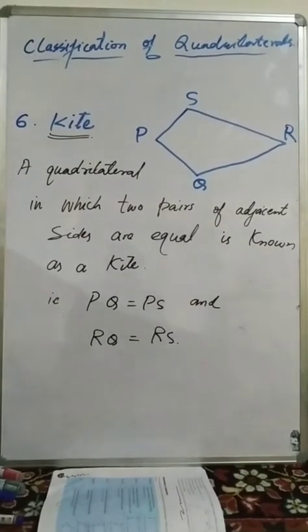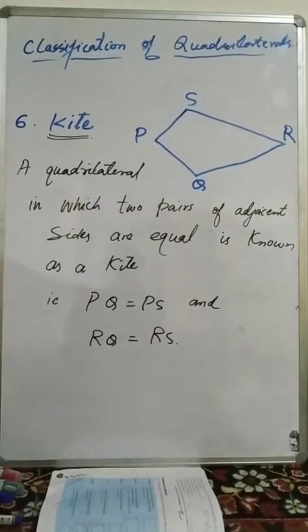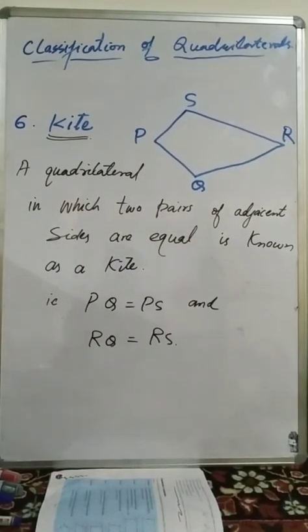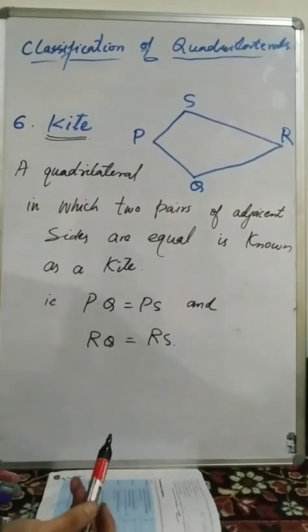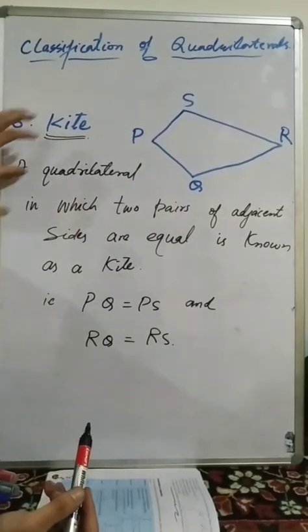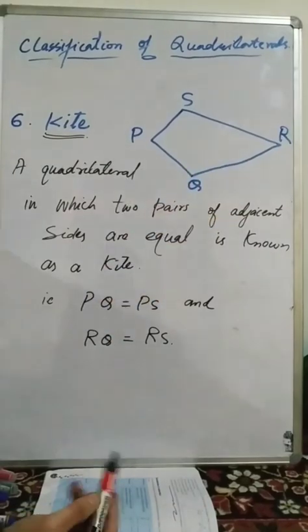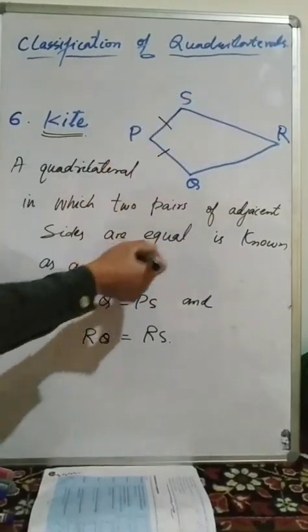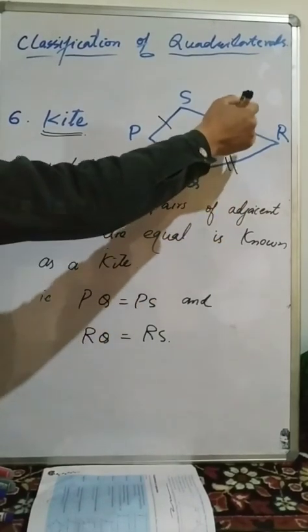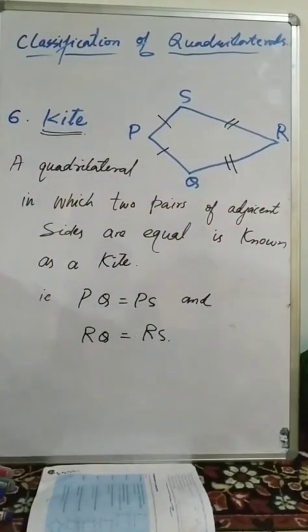And finally the number 6, that is a kite. It is again a quadrilateral, not a parallelogram. It is a quadrilateral in which 2 pairs of adjacent sides are equal. That is, if we have a quadrilateral PQRS, if 2 pairs of adjacent sides are equal, that is PQ equal to PS and QR equal to RS, then we can say that it is a kite.